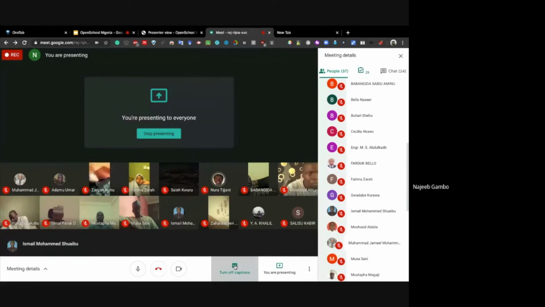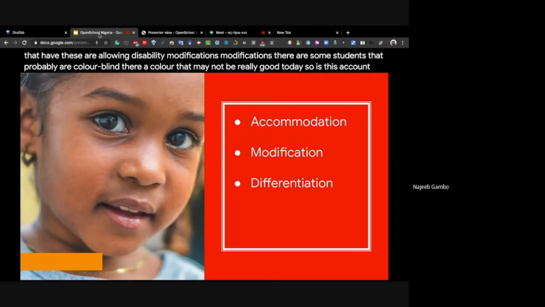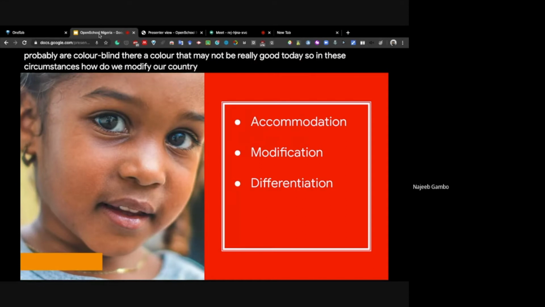So as a school operator, it is your duty to look at how we can accommodate students that have a learning disability. Modification. By modification, there are some students that probably are colorblind. There are colors that may not be really good for students. So in these circumstances, how do we modify our content for them?